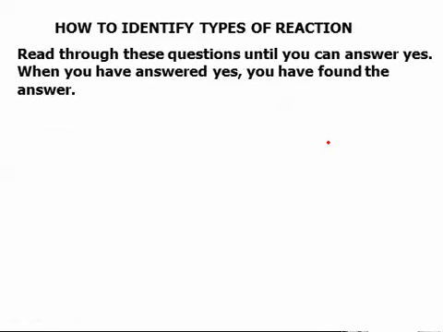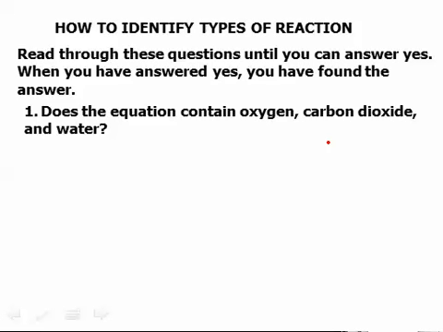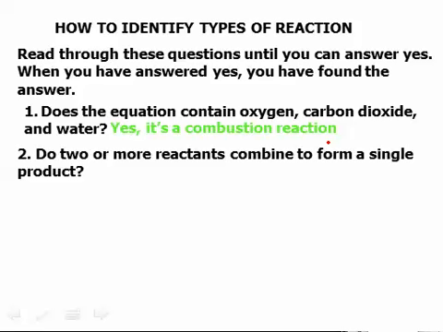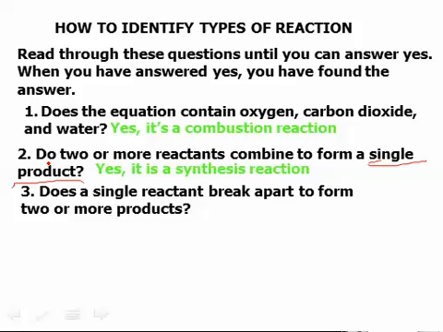All right, so how do you identify these types? And we're going to go through this quickly. So you look, if it's got oxygen, carbon dioxide, and water, it's got to be combustion. Do two or more reactants combine to form a single product? And the key thing here is single product. If you have a single product, it's going to be synthesis. Does a single reactant break apart to form two or more products? So single reactant is the key here. It's the opposite of synthesis. It's decomposition.